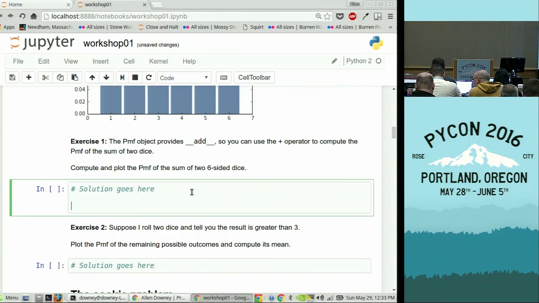Yes, I think del works. You could remove it. I think there's del, I think there's remove, but you could also just set the probability to 0.